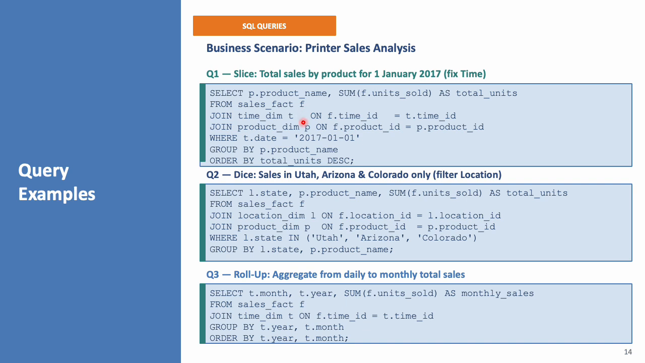Join time dimension connects the fact table to the time dimension table so we can filter by a human readable date rather than by a numeric ID. Join product dimension connects the product dimension table so we can display product names rather than just product ID numbers. The where clause. This is the slice. It restricts the result to only rows where the date is 1st January 2017. Every other day is excluded.